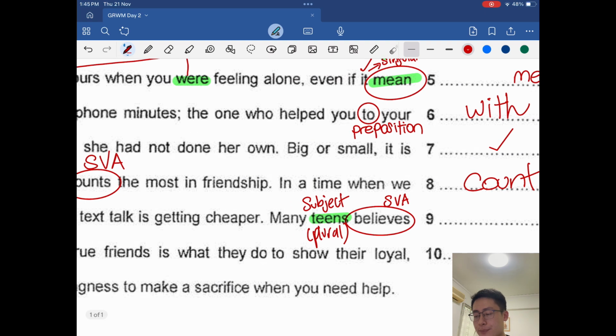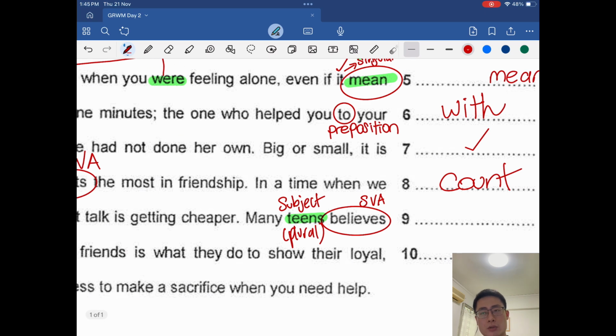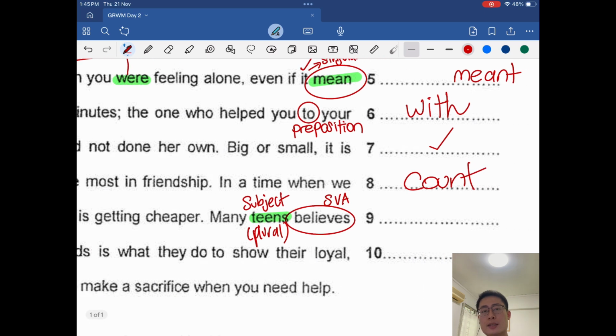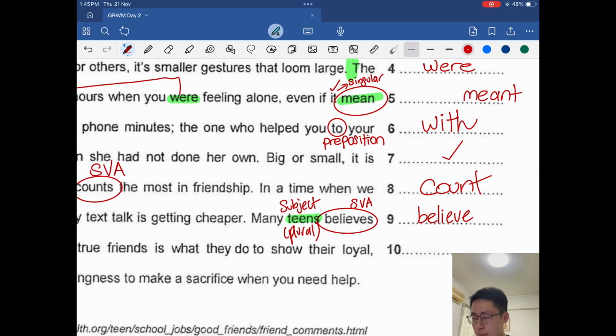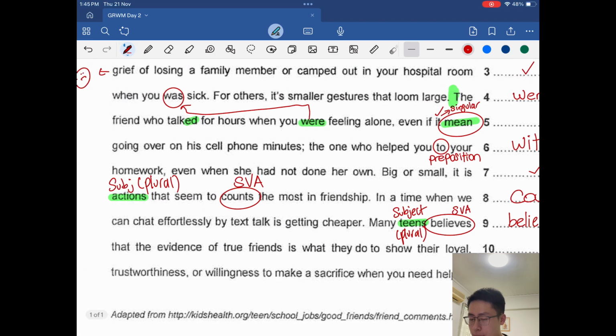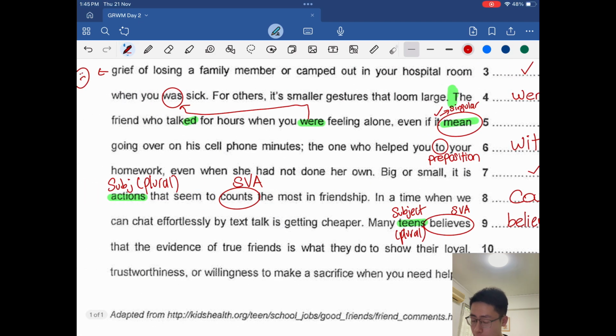So because of that, the verb believes needs to be in its plural form, so we have to drop the S. So this should be just believe, all right? Believe, okay? So many teens believe that the evidence of true friends, okay, is what they do to show their loyal trustworthiness or willingness to make a sacrifice.